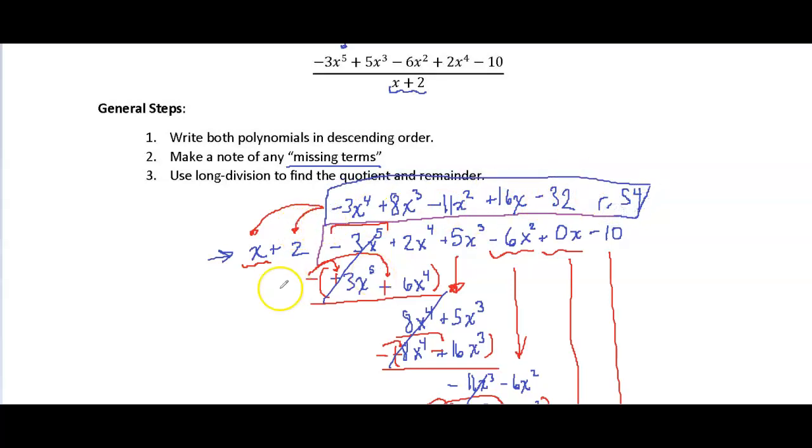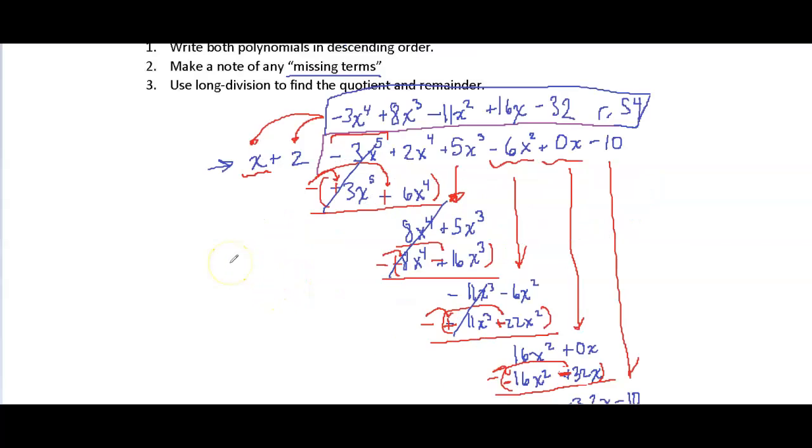Now, another way that you might see that written out is just like this. Negative 3x to the fourth plus 8x to the third minus 11x squared plus 16x minus 32. And then we will add on the remainder part by saying plus 54 over x plus 2.